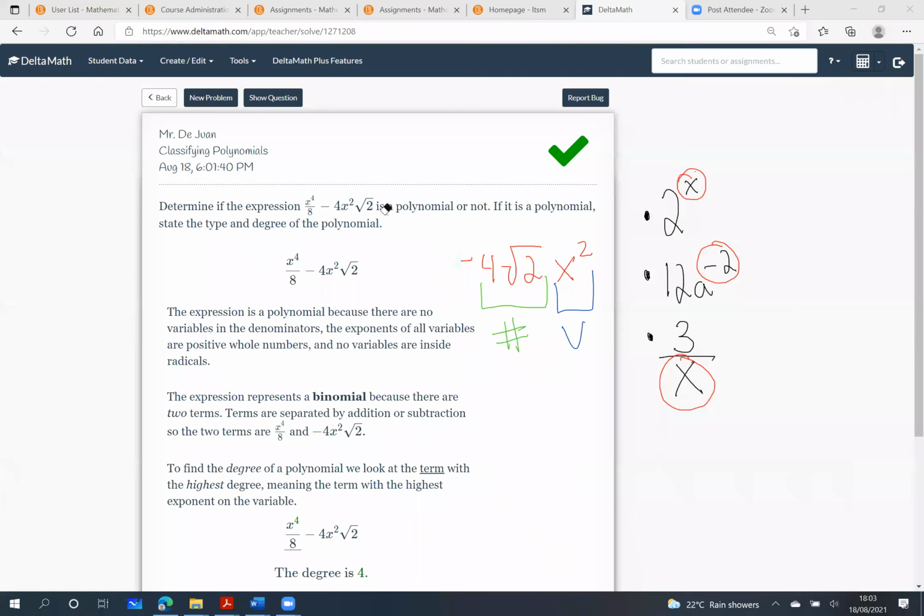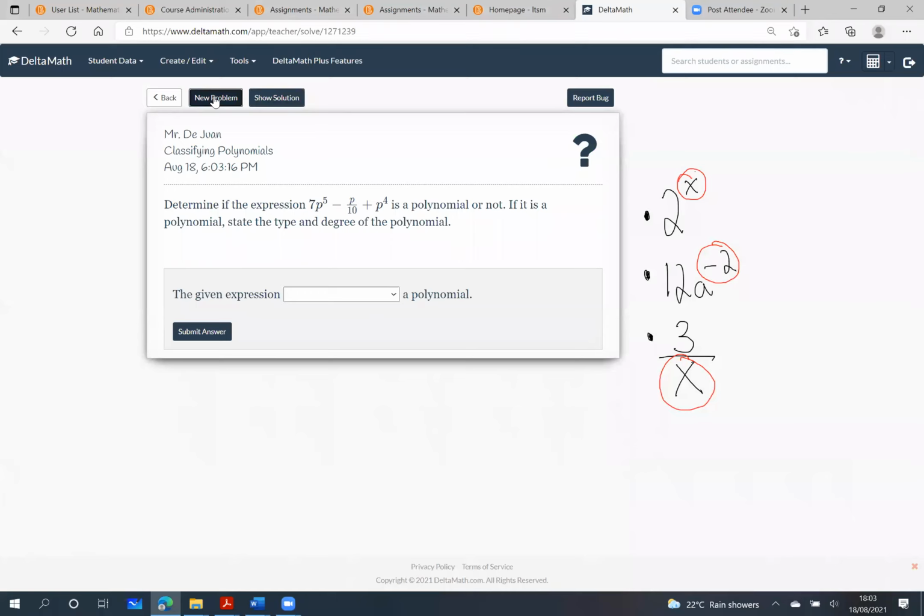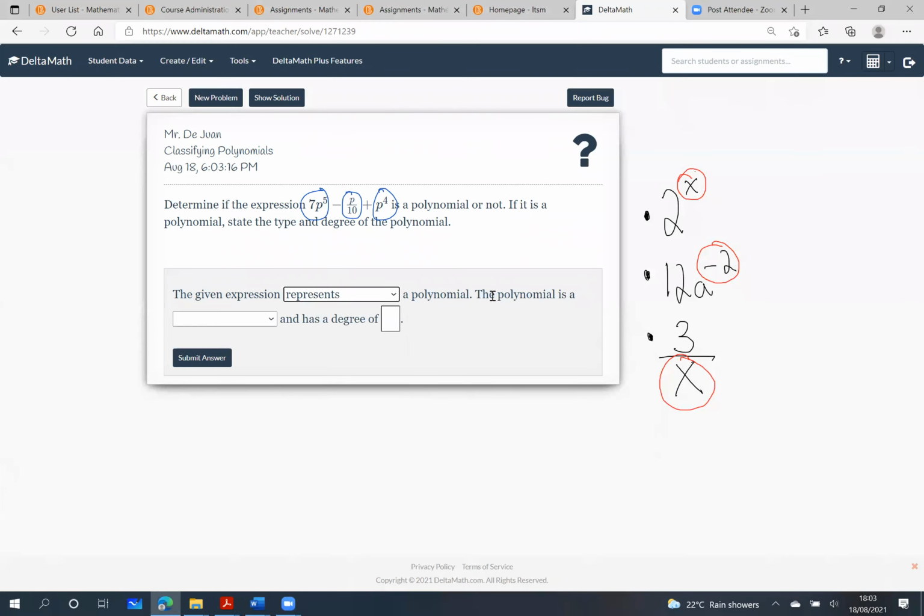Let's erase this and take a look at one more example before we move on to the next skill. Show the question. This is a good one. Okay, so here, it looks like we have one term, two terms, and three terms, and it doesn't have any of the following on the right. So for this one, we can say it represents a polynomial.